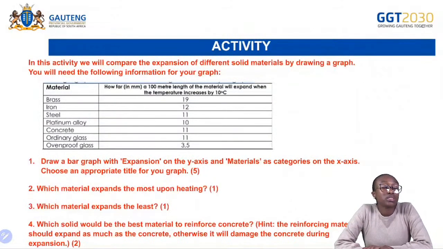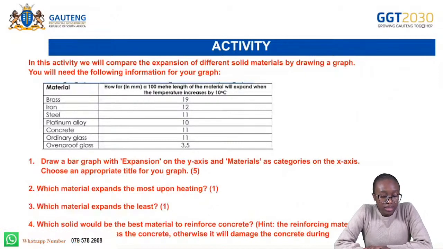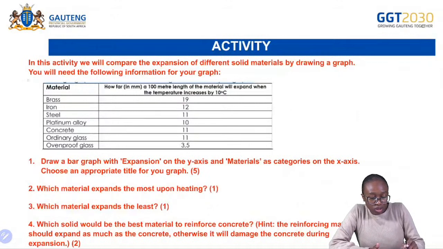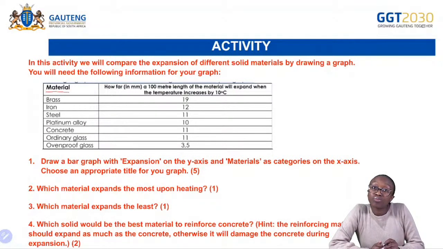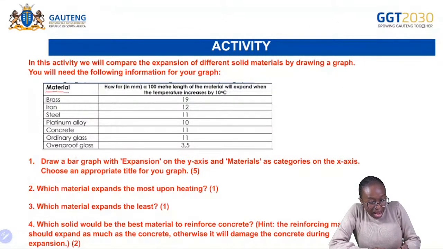Now let's do this second activity together. In this activity, we're going to compare expansion of different solid materials by drawing a graph. You will need the following information for your graph. We've got a table with materials: brass, iron, steel, platinum, alloy, concrete, ordinary glass, and ovenproof glass. And we are told how far in millimeters a 100-meter length of the material will expand when the temperature increases by 10 degrees Celsius.